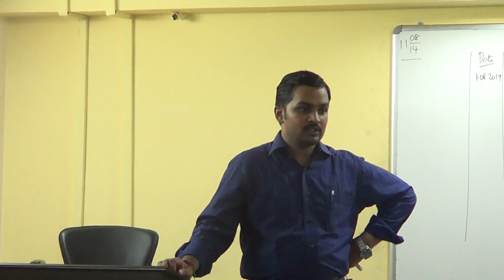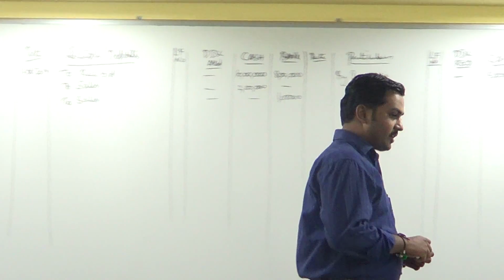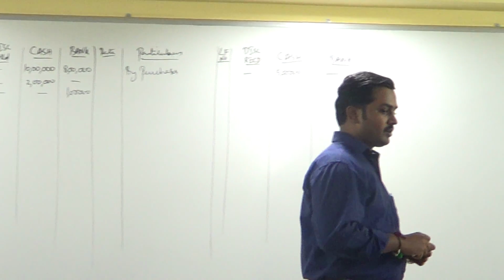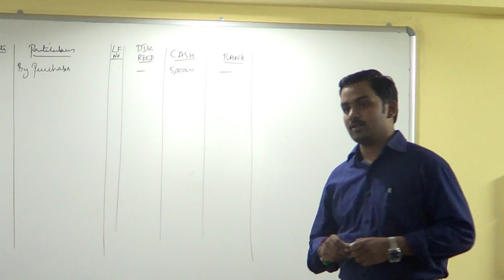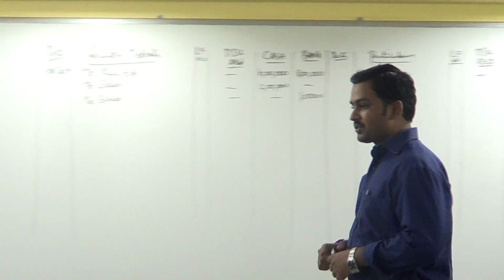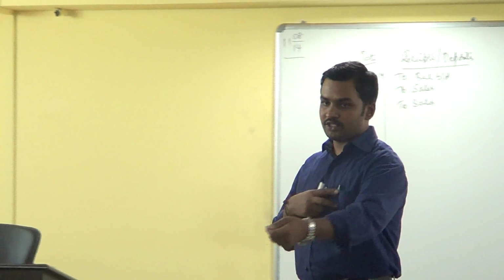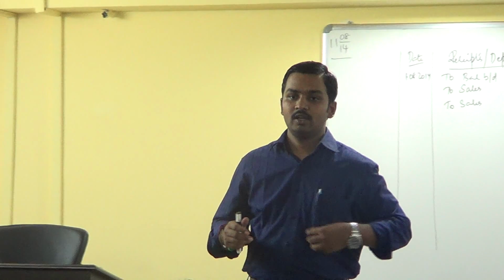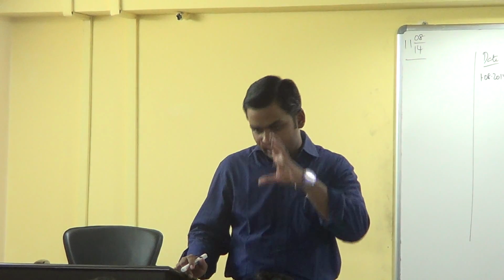Everyone please write down. Next transaction. Check issued for purchases, 3 lakh rupees. We are purchasing goods now and we are issuing a check to the supplier, 3 lakh rupees. What is the entry you write? Purchases account debit to bank account is the entry.